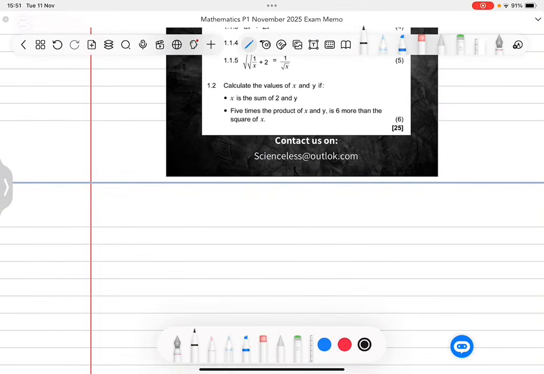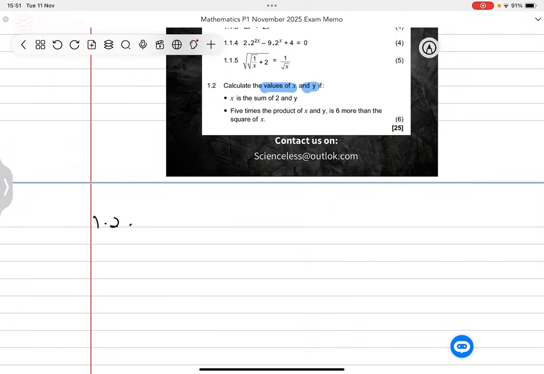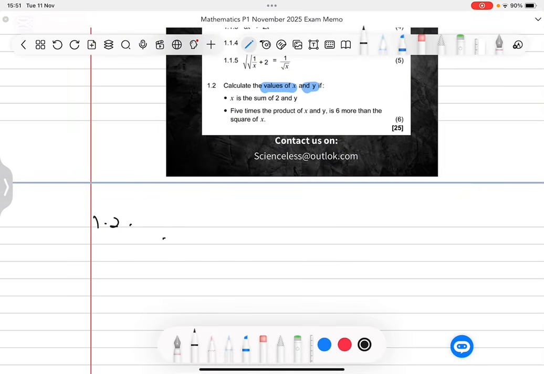Okay, now when we move along to the last question, it says here it's 1.2. I think they give us simultaneous equations in a different, unusual way. But again, it's a very easy way, because they just wrote everything in words and you just have to convert that to equations that we can work with and solve. Now, here they say calculate the values of x and y if, so the first part here, they say if x is the sum of 2 and y.